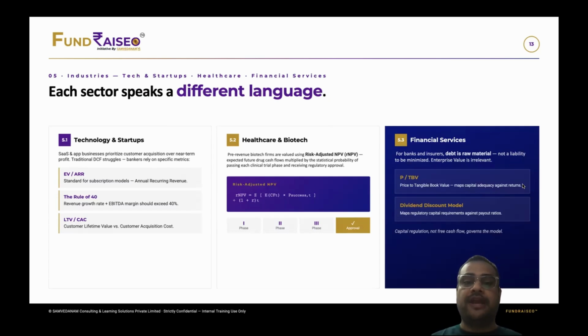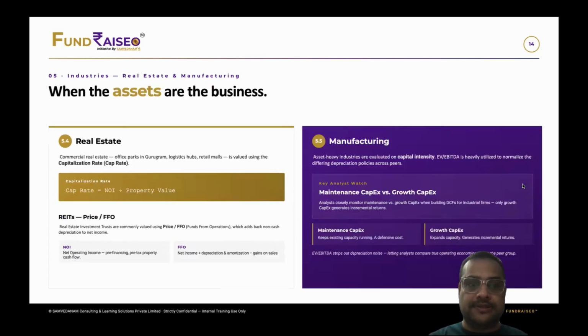Now comes another sector, which is financial services. For banks and insurers, debt is actually the raw material, right? So it is not a liability which is to be minimized. So enterprise value is irrelevant in this case. Where we talk about the best methodology, there are two. One is price to tangible book value. Why? Because it maps the capital adequacy which the banks or insurers have to maintain against the returns they are able to give. The dividend discount model helps you match the regulatory capital requirements against the payout ratios. So these two parameters become important in the case of companies in financial services.